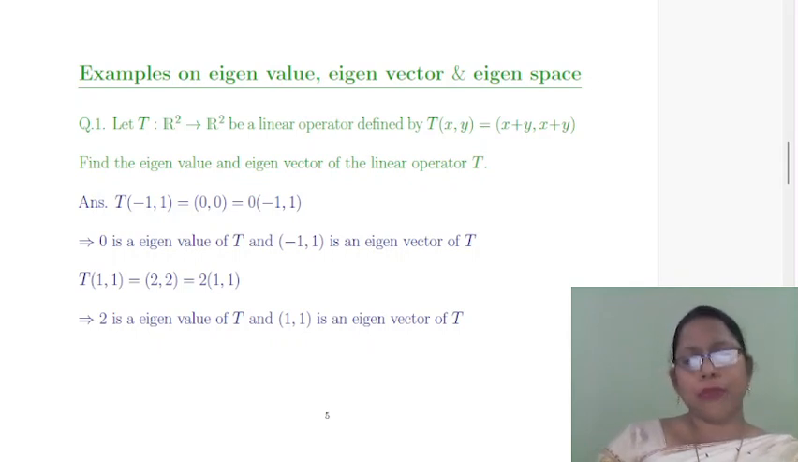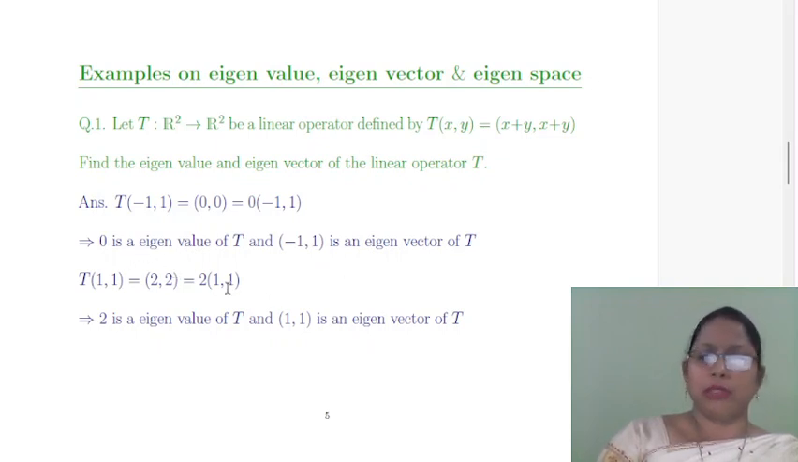By inspection, take T of (minus 1, 1); that is, in place of x we put minus 1, in place of y we put 1. Then this value will become (0, 0), which can be written as 0 times (minus 1, 1). So it is in the form T of v equal to c v, where c is 0 and the vector is (minus 1, 1). That is, 0 is an eigenvalue and (minus 1, 1) is an eigenvector corresponding to eigenvalue 0.